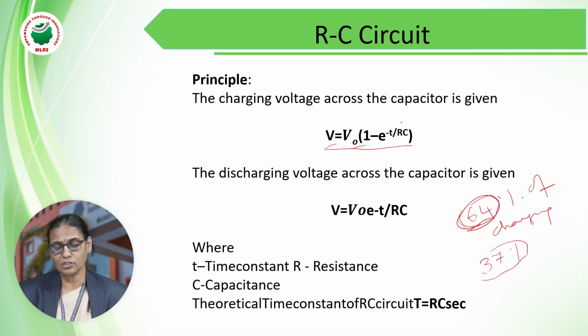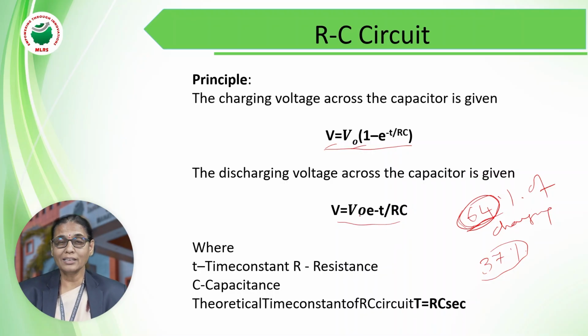What is that value? If you substitute all these values in this equation, you will get V equal to 64%. That is called the charging time constant. Similarly, for the discharging time constant, V is represented as V is equal to V naught e power minus t by RC. Now, V is equal to V naught.